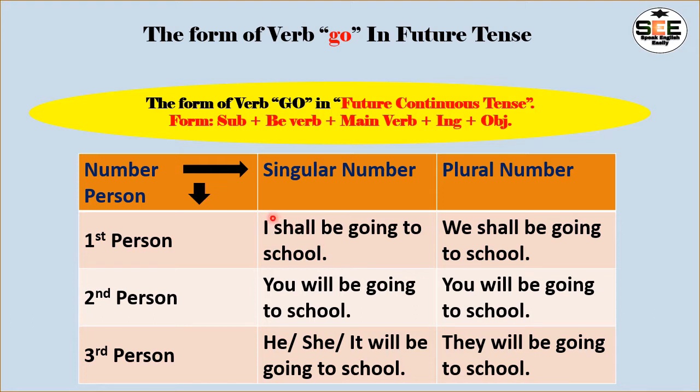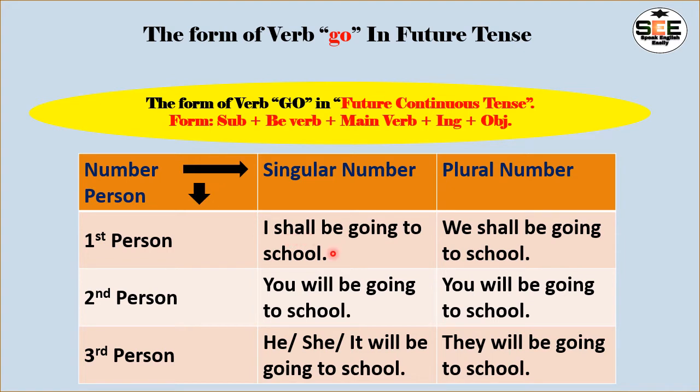Here if we separate the words one by one and try to understand the formation of this tense, we'll find I is the subject, shall be is the be verb of future tense, go is the main verb plus ing as per our rule, and to school is the object. So this makes the sentence complete: I shall be going to school.